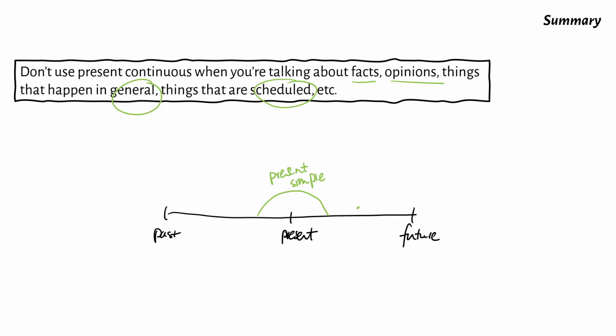So it's not really locked to the present. Whereas present continuous is something that's happening now, which is why I always put this arrow when I write present continuous.